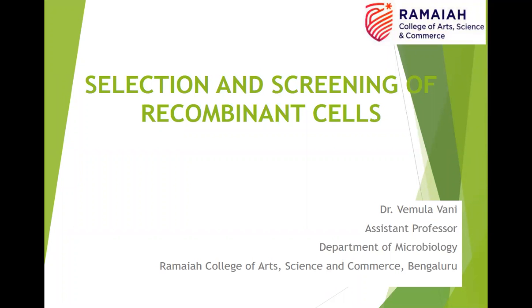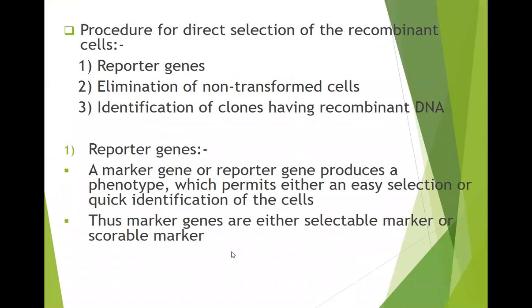So now let us see what are all these procedures by which we would be able to select these recombinant cells. This is also the topic given in unit 2. Though all the procedures are studied while discussing different classes of vectors, under this heading, how do we explain the different methods of screening these recombinant cells? The procedures for direct selection of recombinant cells, there are three different ways by which we can screen these recombinant cells.